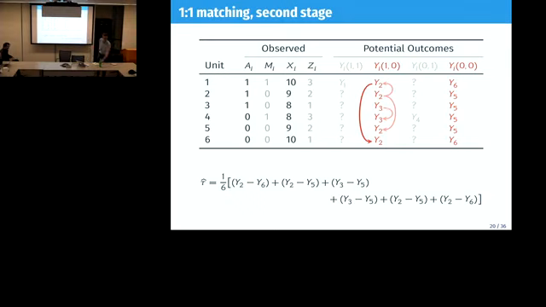Is it true in general that in this case units 1 and 4 aren't used anywhere? If something is A equals 1, will it never be used anywhere in the analysis? Yeah, because of the x's. If you're interested in this m equals 0 estimand, those will never be used.